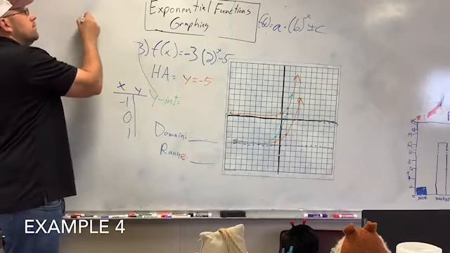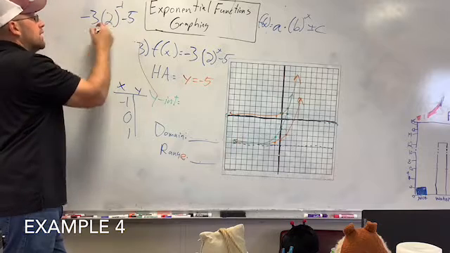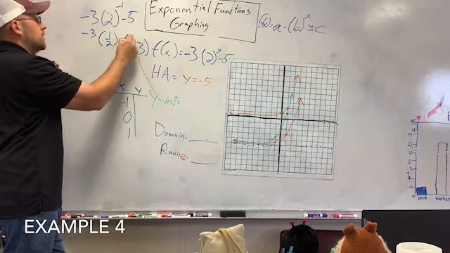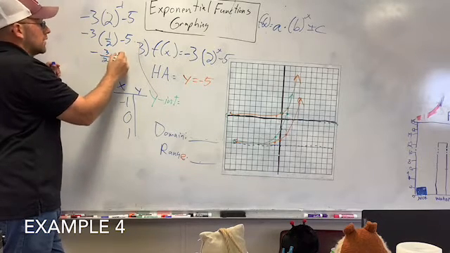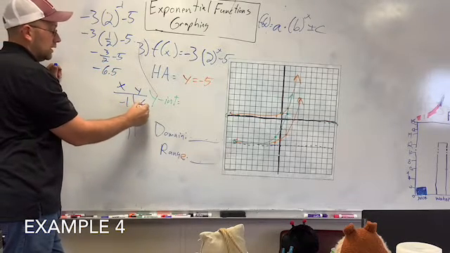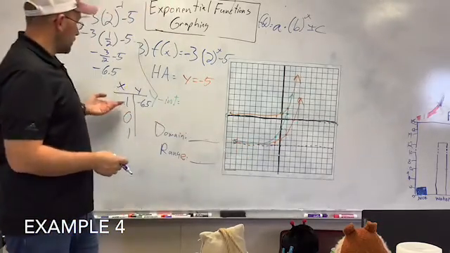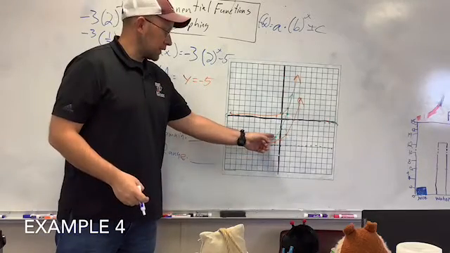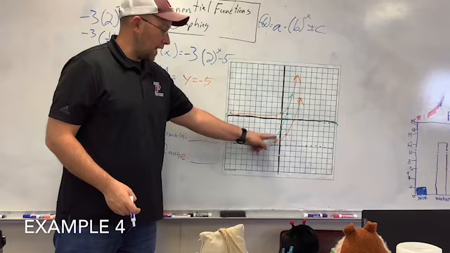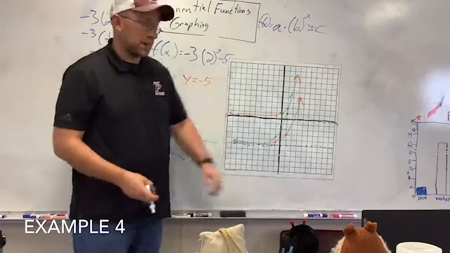Plug in -1 here, plug in -3 times 2 raised to the -1, minus 5, that gives me -3 times 1/2, minus 5, gives me -3/2 minus 5, which gives me -6.5. Notice how now that point right there, which last time was right there, just flips over. So right here from -5, it's 1.5 up. Now it's 1.5 below it. All you're doing is just taking it and flipping it upside down.